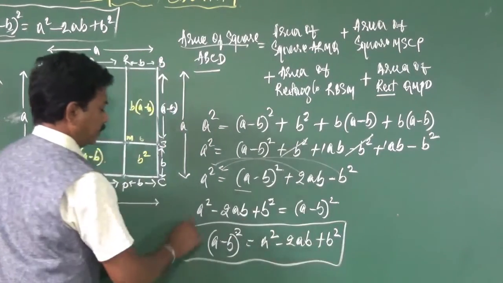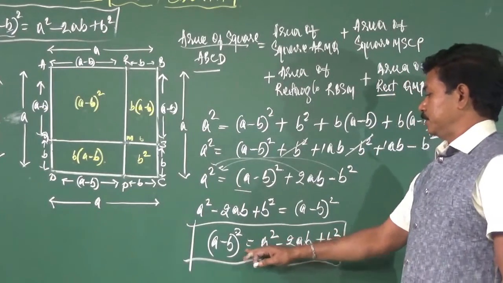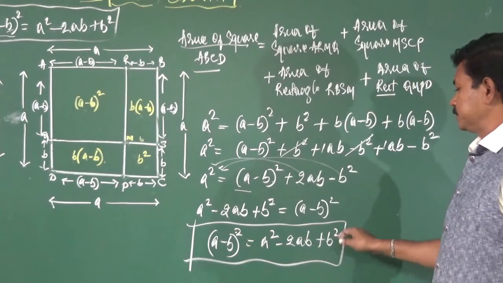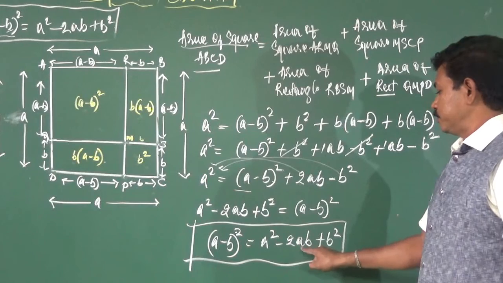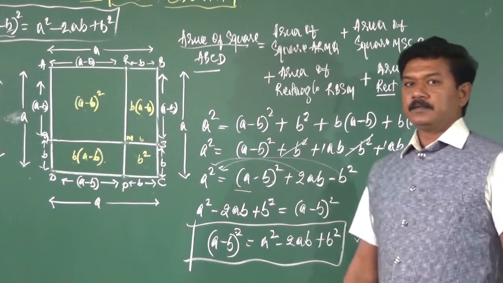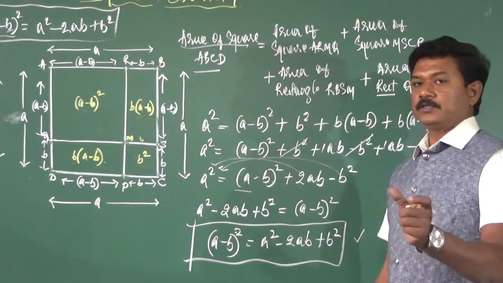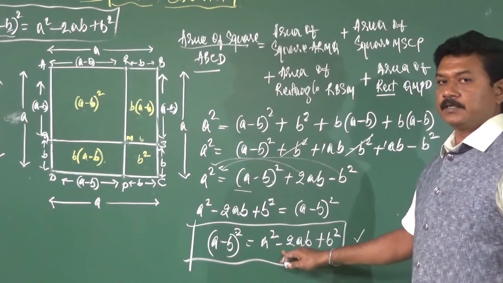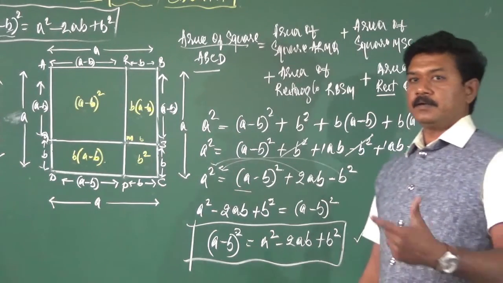So this is the formula, which is called a basic, fundamental identity: (a minus b) whole square is equal to a square minus 2ab plus b square. The square of the first number, minus twice the product of both the numbers, plus the square of the second number. Usually our teachers used to teach us in this manner: the square of the difference of two numbers is equal to the square of the first number minus 2 times the product of the first and the second number plus the square of the second number. We used to remember the identity in this manner.